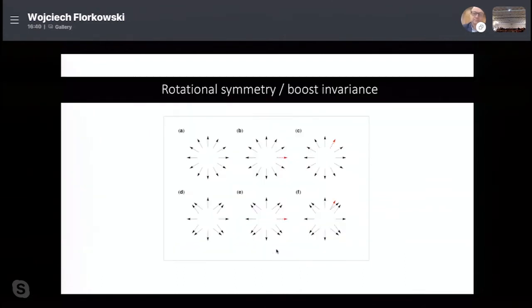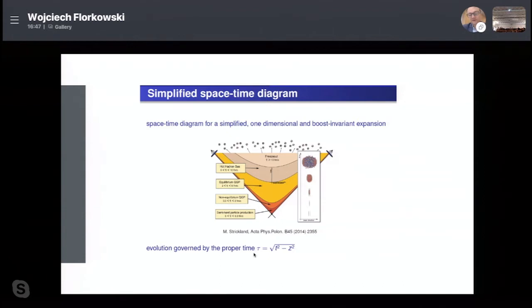And then I have to say something about the symmetries, because if I mention that the evolution is governed by the proper time, then I think it's easy to think that if we have some scalar function like the temperature or energy density, they should be functions of tau, not of t. But we also have the flow, which is a vector, not a scalar function, and then one has to find some forms of the flow which are boost invariant.